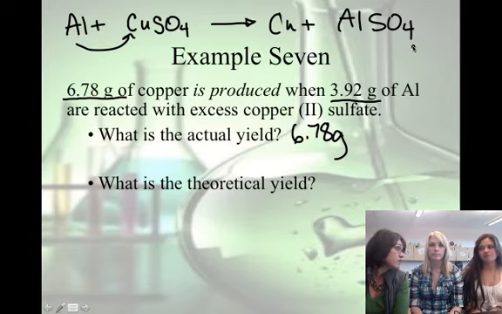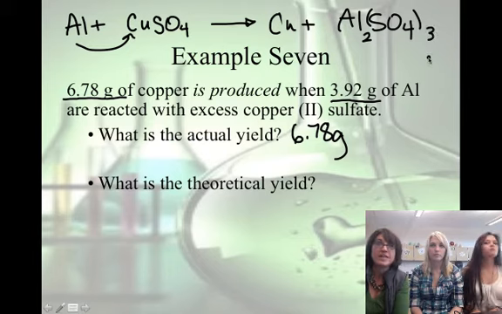So now I'm going to crisscross my charge. Sulfate is a 2 minus, so I need 2 aluminums. Aluminum is a 3+, so I need 3 sulfates. Awesome. Okay, now our equation's not balanced.